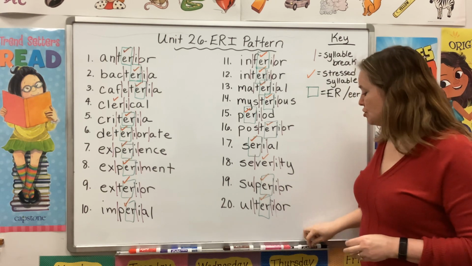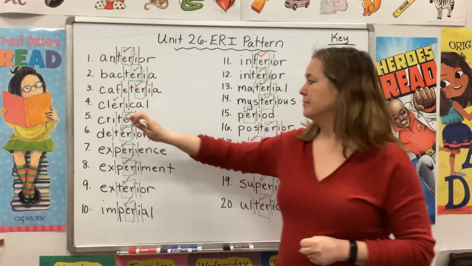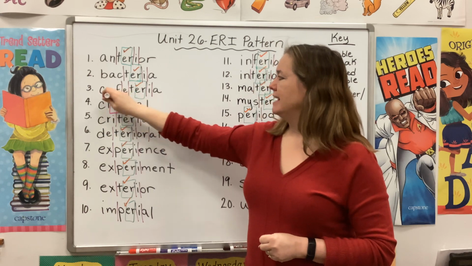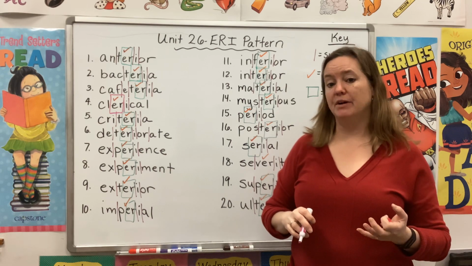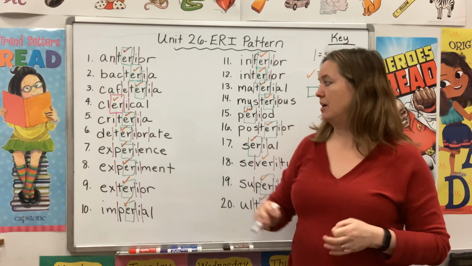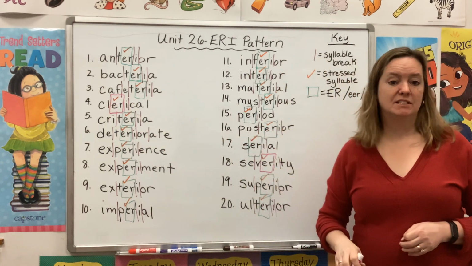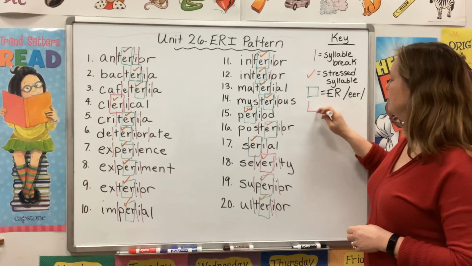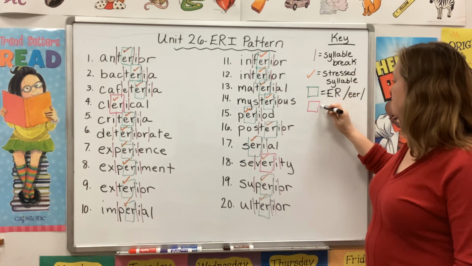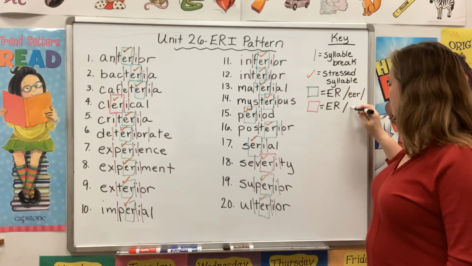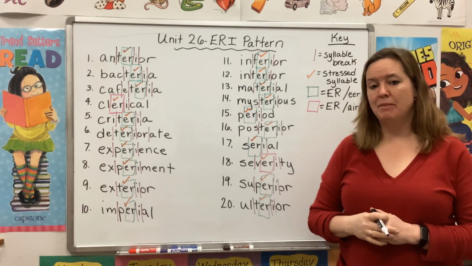Now, we skipped 2 words. We skipped clerical because that ER has a slightly different sound. It's not pronounced "clear-ical," it's "clair-ical," like hair and scare. We see that here and we see that here, severity. So the pink box also has an ER chunk, but this time it has more of an air pronunciation. So keep that in mind.